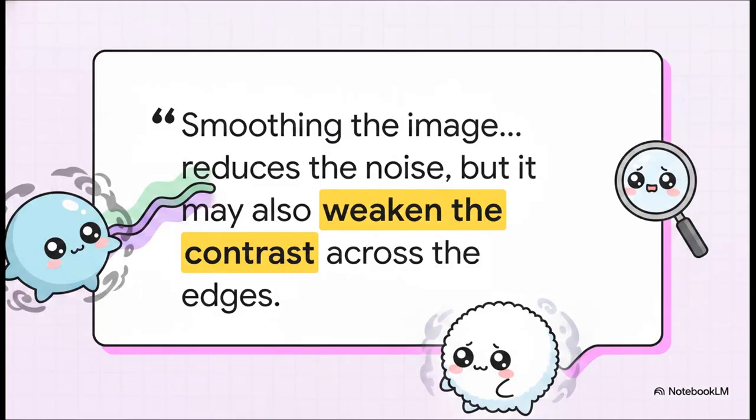And this brings us right to the heart of the dilemma, and the research puts it perfectly. By blurring everything, the Gaussian filter doesn't just hide the noise, it also smudges the actual important edges we're trying to find. It makes them weaker, fuzzier, and a lot harder for the computer to see.